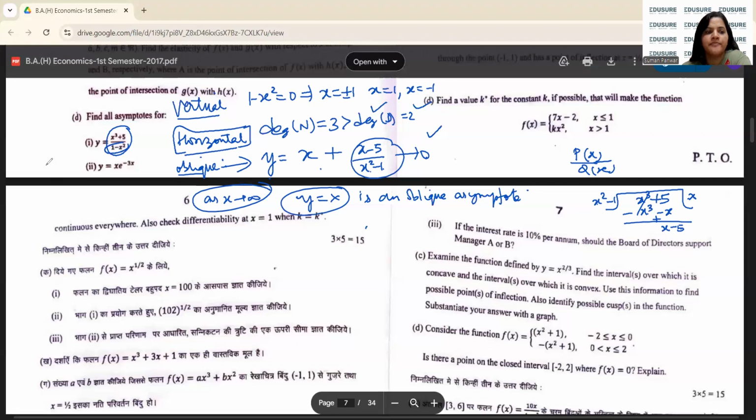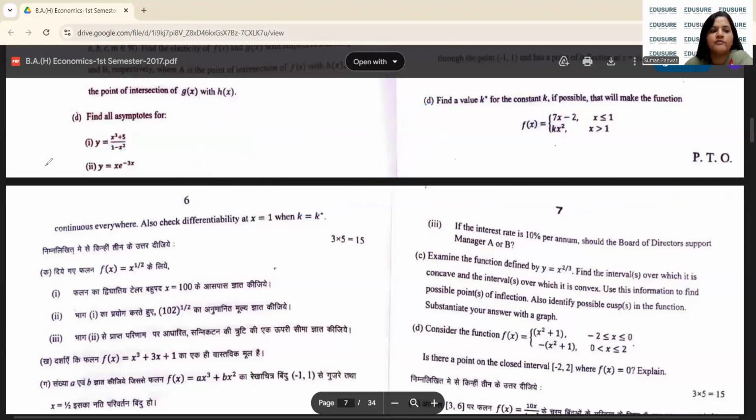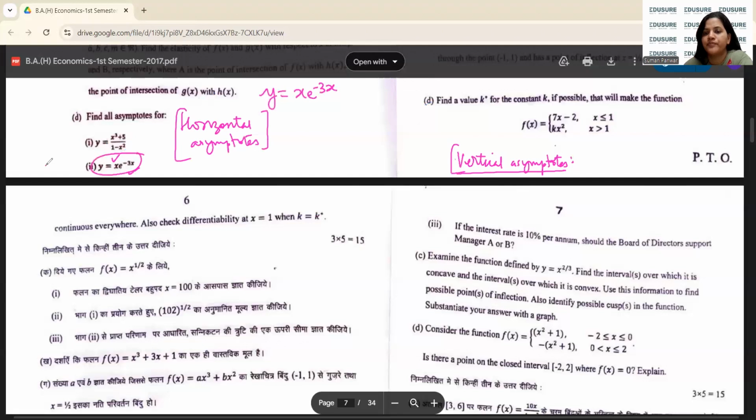So what does part 2 say? Now we find the asymptote for y equals to x e power minus 3x. So let us talk about horizontal asymptotes and vertical asymptotes. For such functions which are a product of a polynomial function and an exponential function, we talk about horizontal asymptotes and vertical asymptotes.